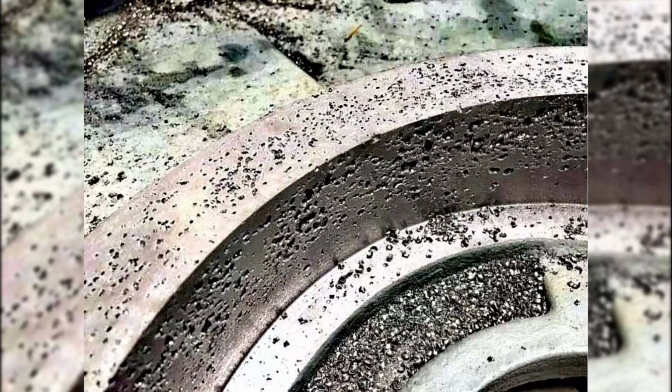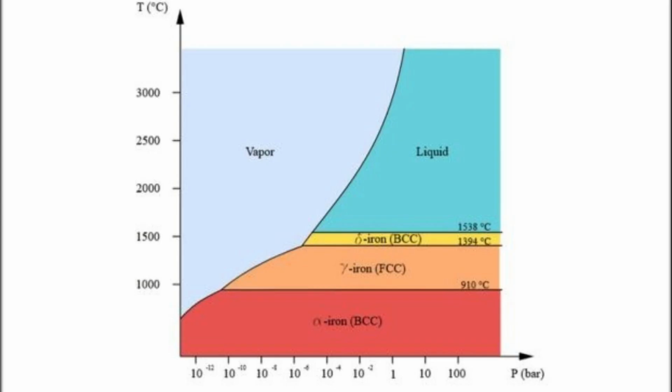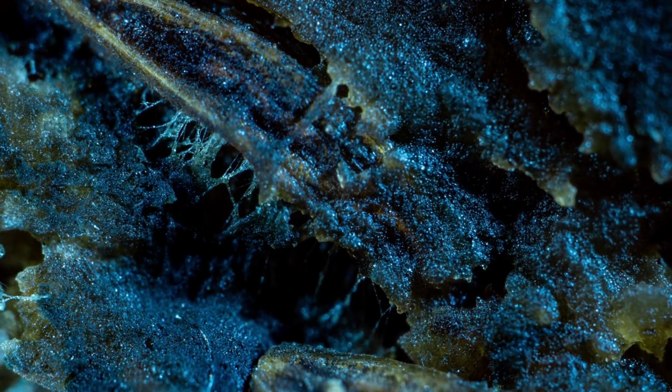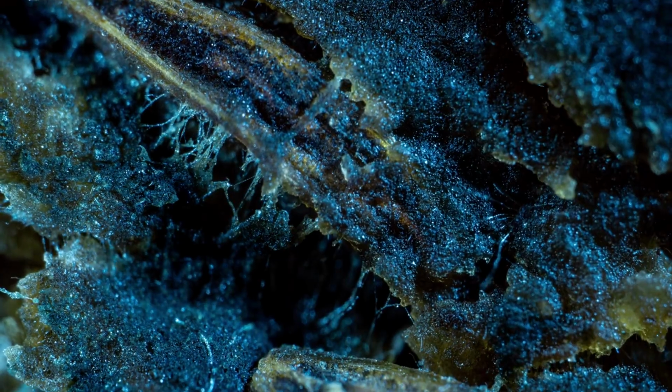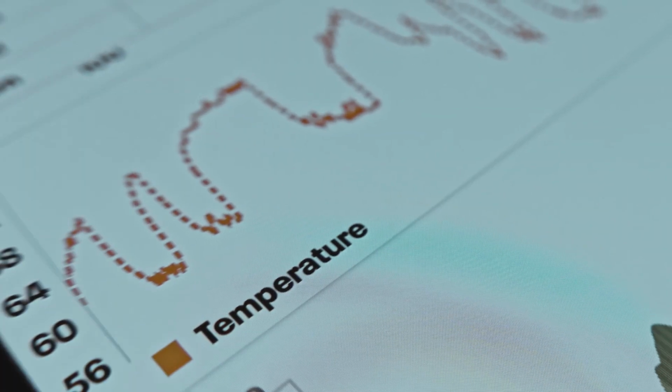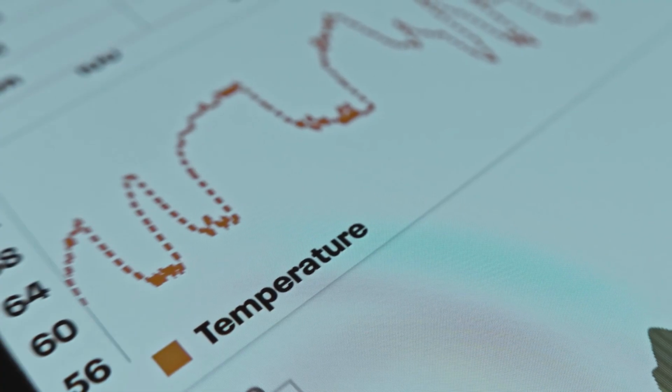If the metal does not flow evenly, defects such as air pockets, cold shuts, or incomplete filling can occur, which would compromise the integrity of the final part. Temperature control during pouring is also crucial. If the metal is too cool, it may solidify prematurely and fail to fill all areas of the mold. If it is too hot, it can lead to excessive shrinkage, internal stresses, or degradation of the material structure.